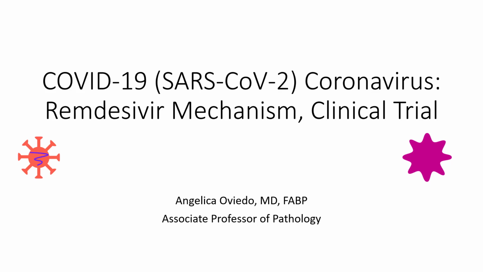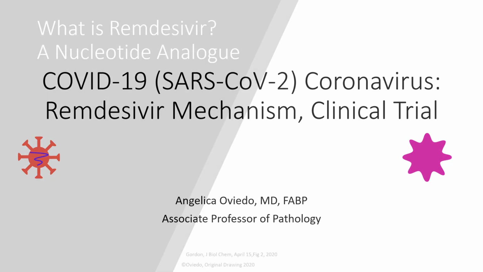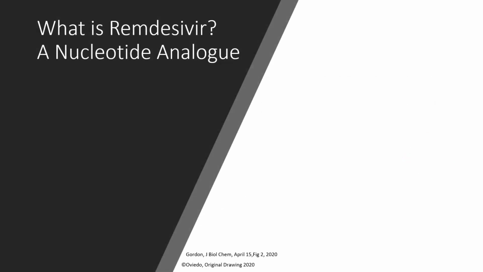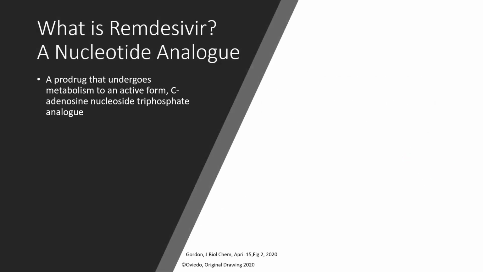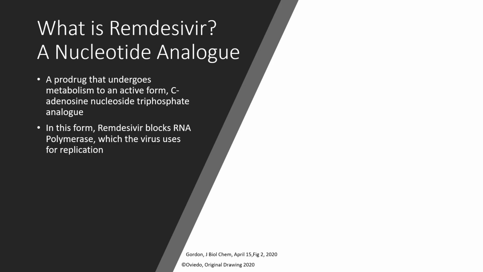Today I want to discuss remdesivir, including the mechanism of action, and I also want to discuss clinical trials. What is remdesivir? It's a nucleotide analog. It's a prodrug that undergoes metabolism to an active form. In this form, remdesivir blocks RNA polymerase, which the virus uses for replication.